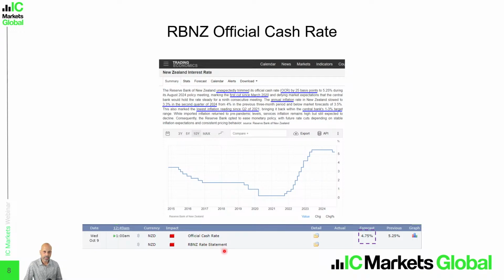And should we also see a statement that conveys a very dovish outlook on future monetary policy action, we can no doubt expect the Kiwi to come under significant selling pressures on this day. So take note, this could be a very volatile period for the Kiwi, and we can expect this currency pair to come under significant selling pressures on Wednesday.